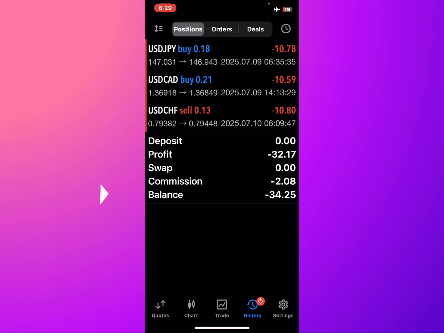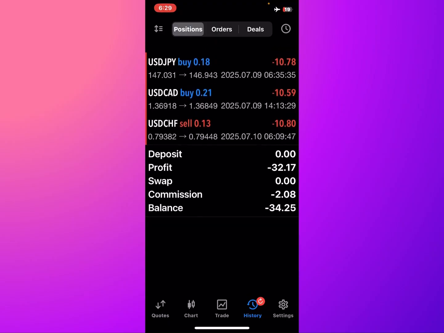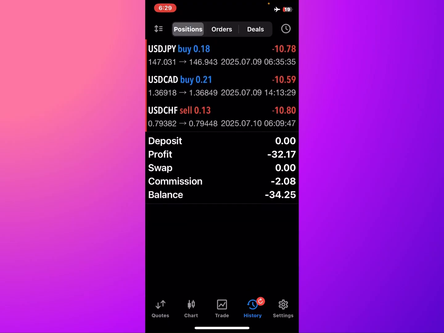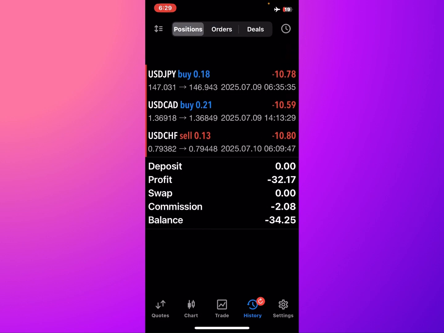This is my PNL for the week. You realize that I'm $32 down. I'm $32 deep in the hole this week too. But am I worried? Am I bothered? Not at all, because it's part of trading. You win and you lose sometimes, and it is what it is.